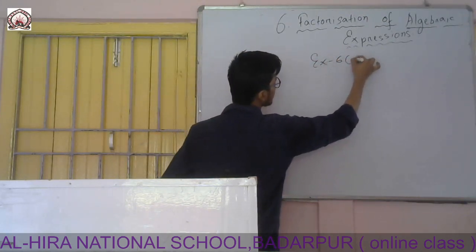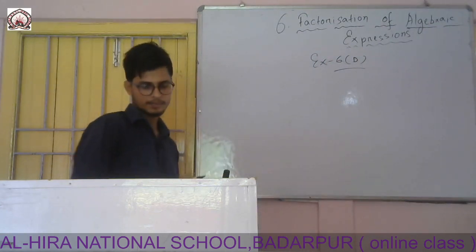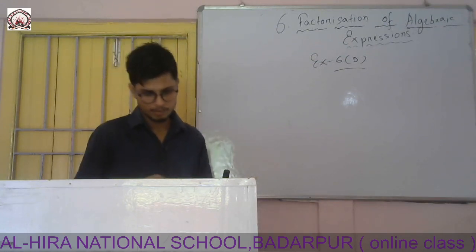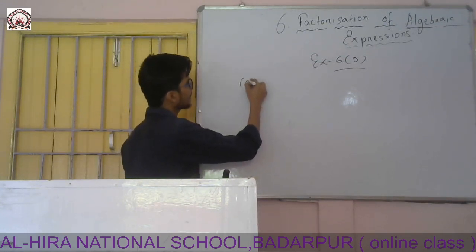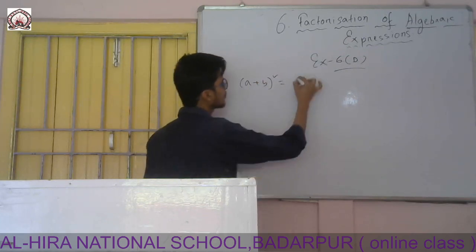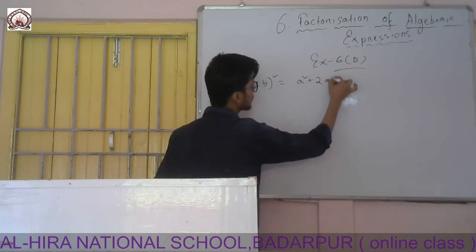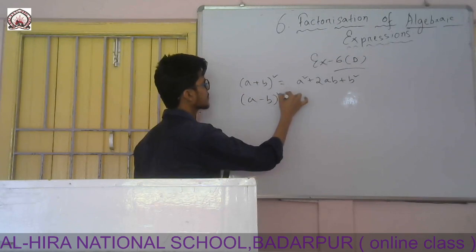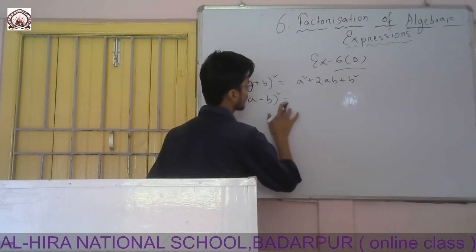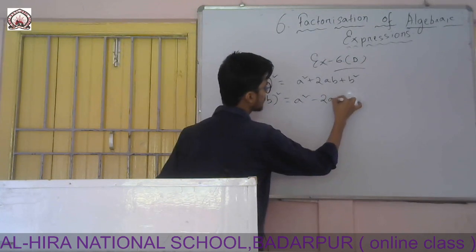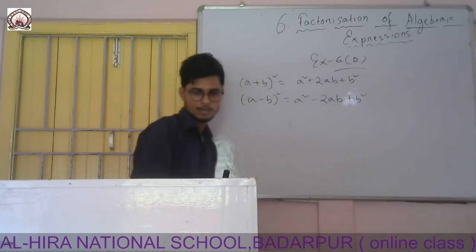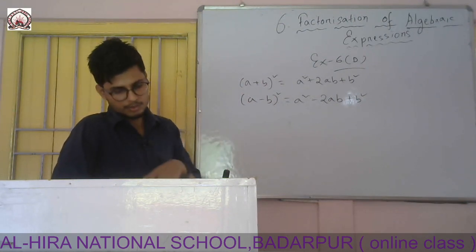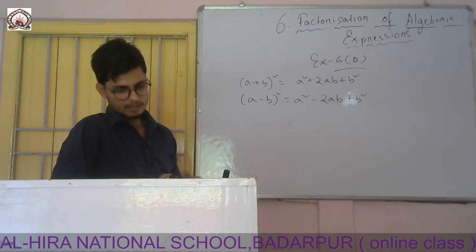Exercise 6d. Before starting this chapter, I'd like to say that in an earlier chapter we have read about two formulas. One is (a + b) whole square, which is equal to a square plus twice ab plus b square. Another one was (a - b) whole square, which is a square minus 2ab plus b square. In this exercise we will get expressions that will be trinomial squares.